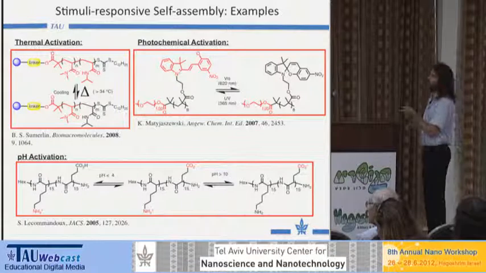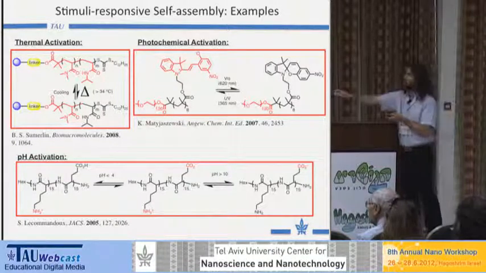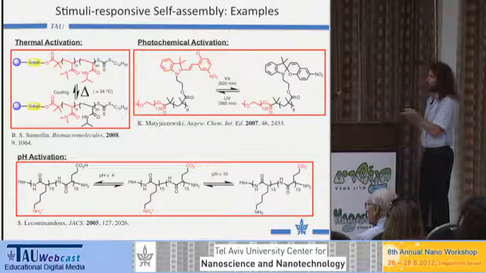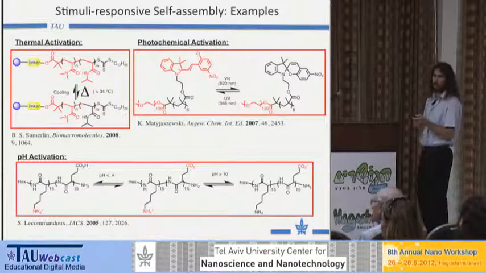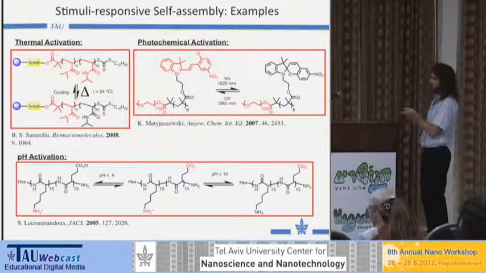So if you look in the literature, there have been different approaches and different methods to do so. One is to use thermal activation. In this example, the use of N-isopropyl acrylamide, NIPAM, is a block that upon heating changes its water solubility, and you generate, when you heat it, an amphiphilic structure.